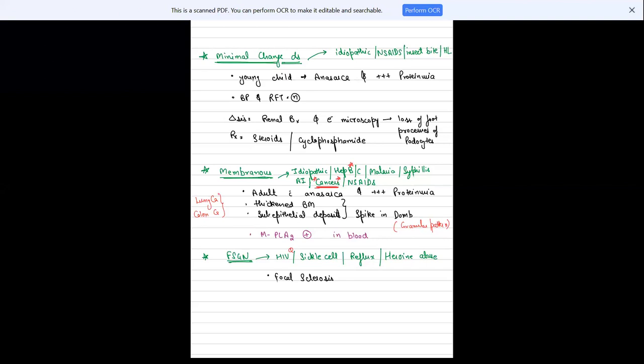Also, FSGS can be seen in heroin abuse and reflux. Reflux is when there is any obstruction below the kidneys, like in the ureter, urethra, bladder, anywhere, and the urine is going back, and due to the back pressure, there are some areas that get damaged, causing FSGS.